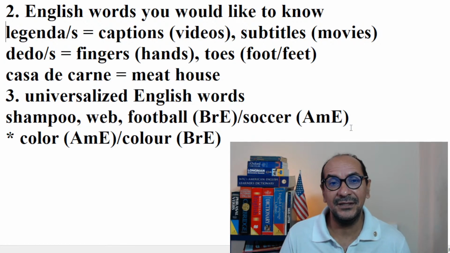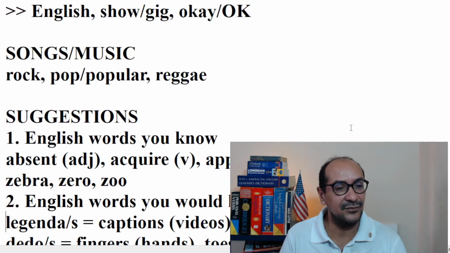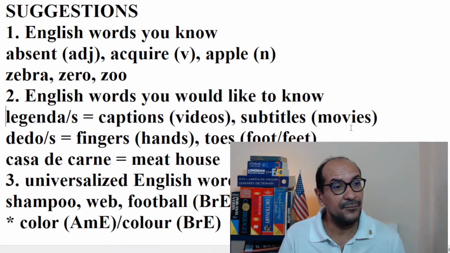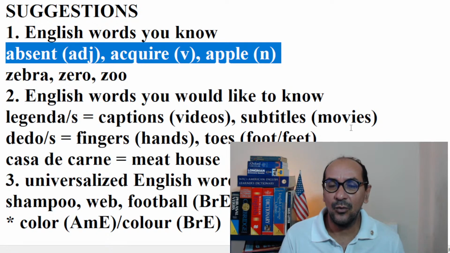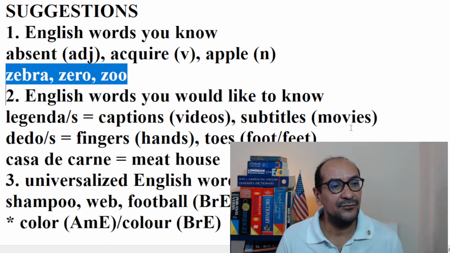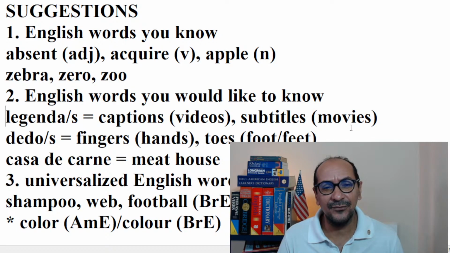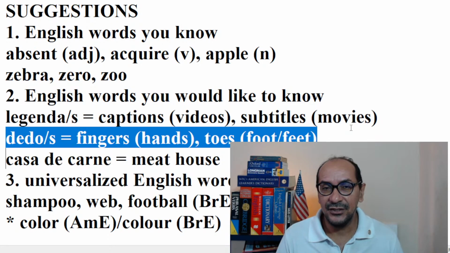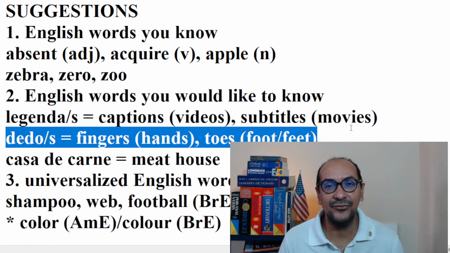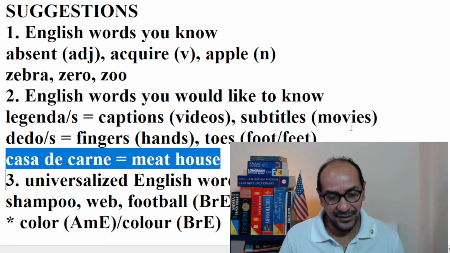I don't know if you want me to say the words. I think it's a nice thing if I just go back here a little. Not everything, only the suggestions. I'm going to say the words, because I guess it's important to say absent, acquire, apple. Then we have zebra, zero, zoo. Then the ones from the words you would like to know: captions, subtitles. Remember, usually in the plural. Then fingers in your hands, toes in your foot or your feet, because you have two, remember? And meat house, by the way.